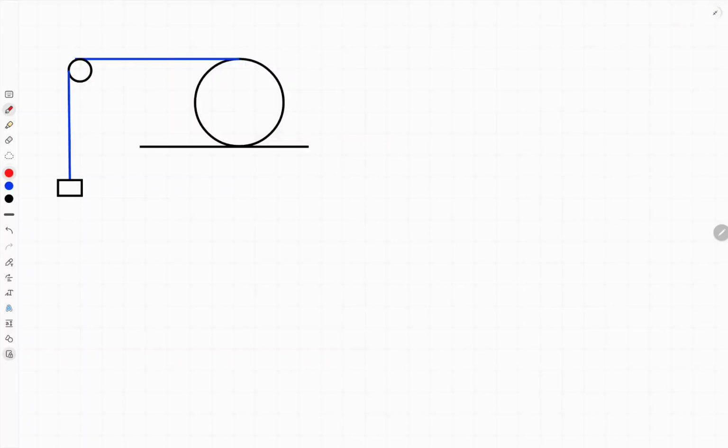So we need to find the acceleration of this load. Let's draw a free body diagram. For this object we have its weight, and upward we have a tension, and it can move only downward. Let's call its acceleration A1. Due to Newton's second law, the resultant force should be equal to MA1. So basically mg minus tension equals MA1.